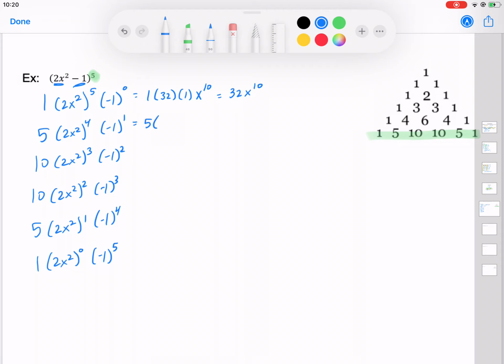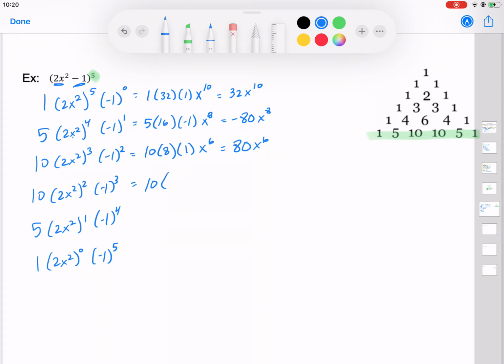Next one, we have 5 times 2 to the 4th, so 5 times 16 times a negative 1. And then x squared to the 4th is x to the 8th. So we get negative 80x to the 8th. Then we've got 10 times 2 cubed is 8 times, so negative 1 squared is 1, x to the 6th. So we've got 80x to the 6th.